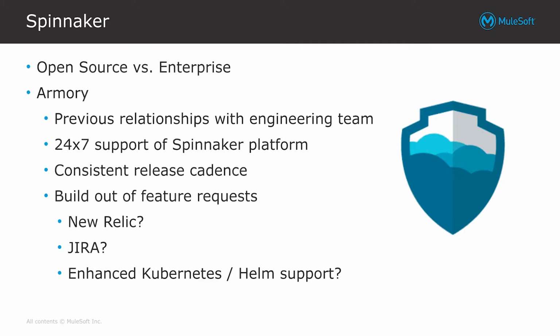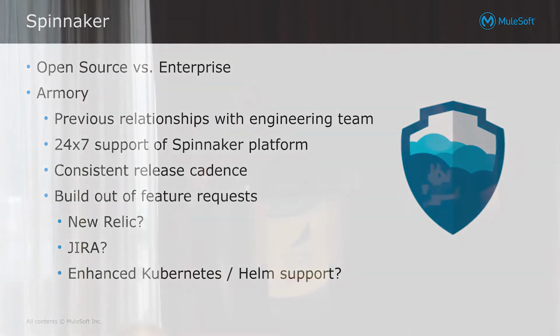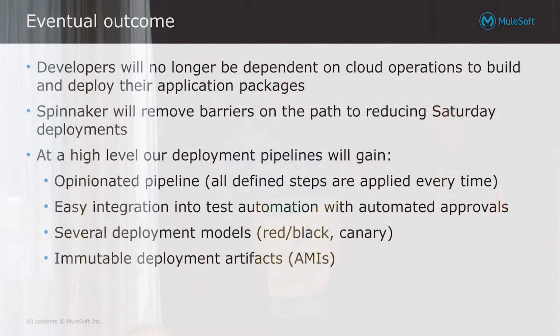deploys using Spinnaker. So they basically promised us 24/7 support of the Spinnaker platform that they deployed. They provided a consistent release cadence of their version of Spinnaker, and they also promised to help build out some of the feature requests that we had, namely New Relic integration and Jira integration. This was about a year ago, so we were still waiting on proper Kubernetes and Helm support from Spinnaker to possibly handle our Kubernetes workloads.